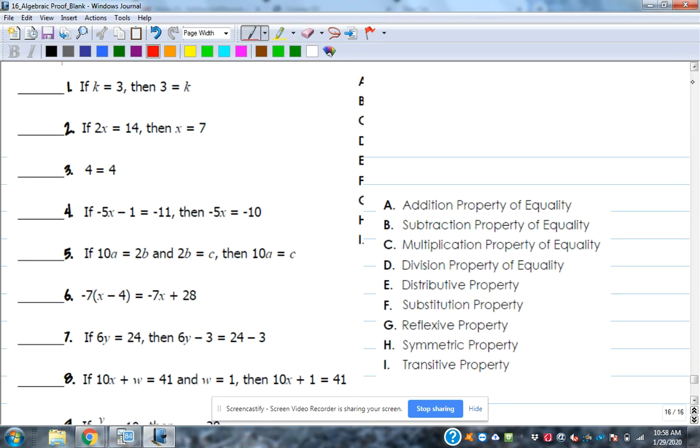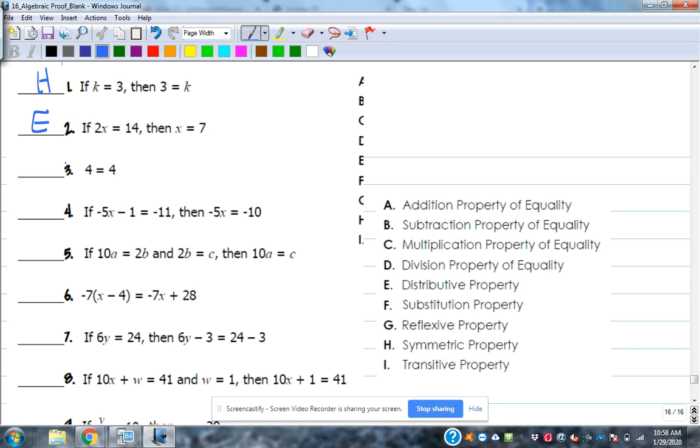You brought it up. All right, number 1. Pay no attention to this extra thing, I didn't crop it right. I had to stretch it out to get that one that's really long, so I got part of my letters in there. So number 1, which one of those properties is that? H, symmetric property, because it turned it around but didn't change anything, so that's H. Number 2, 2x equals 14, and then the x equals 7. Division property of equality.